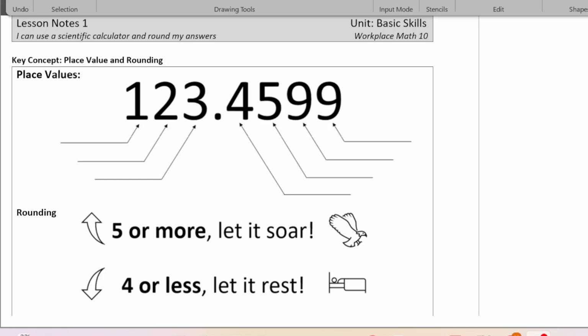This is lesson 1 in the basic skills unit for Workplace Math 10. So this lesson is on using a scientific calculator properly and also rounding our answers. So let's talk about place values first and how to read a number like this.